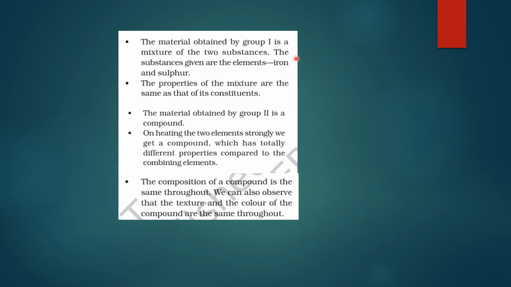तो बेसिकली ग्रुप 1 की जो आउटपुट है दैट इज अ मिक्सचर ऑफ टू सब्सटेंसेस. क्या क्या है उसमें? आयरन है, सल्फर है. ओके, properties of mixture are the same as that of its constituents. Same रहेंगी properties. The material obtained by group 2 is a compound. Okay, वो compound है. On heating the two elements strongly, we get a compound which has totally different properties as compared to the combining elements. ठीक है? Composition of a compound is the same throughout, and we can also observe that the texture and color of the compound are the same throughout.